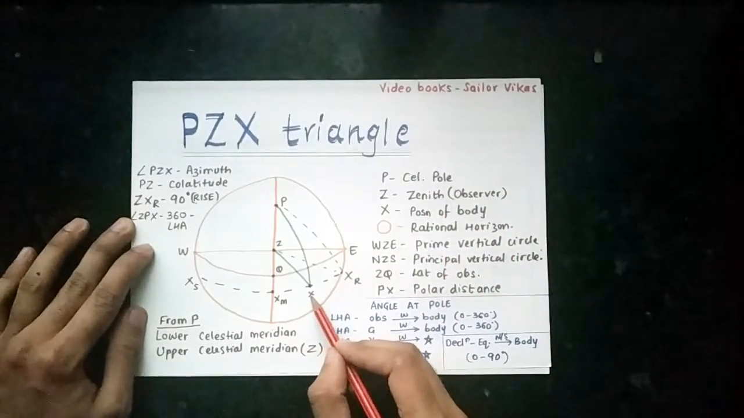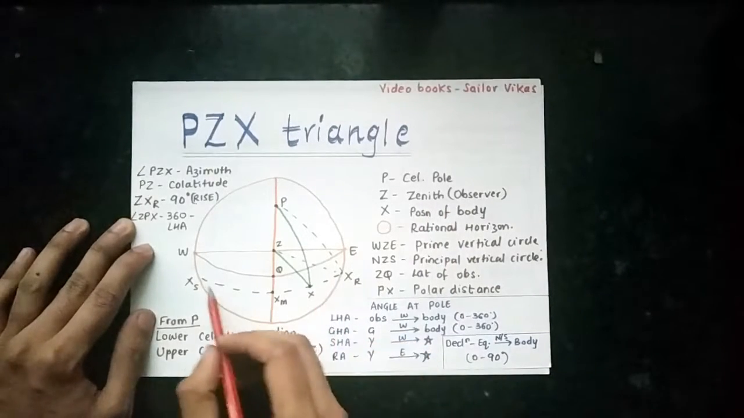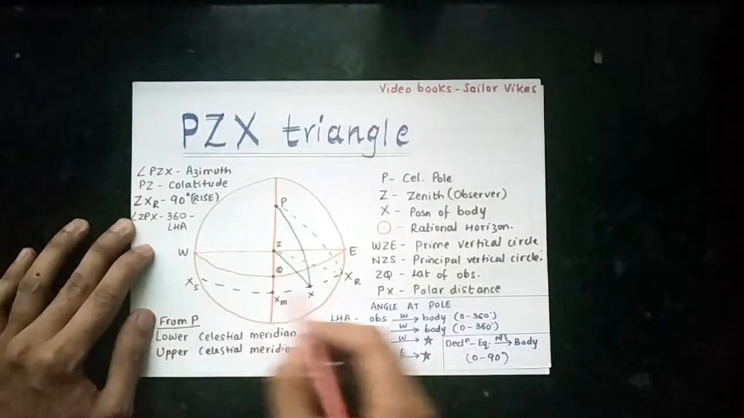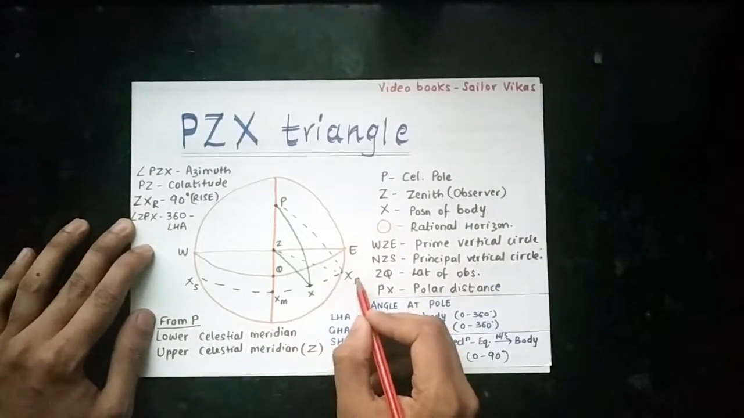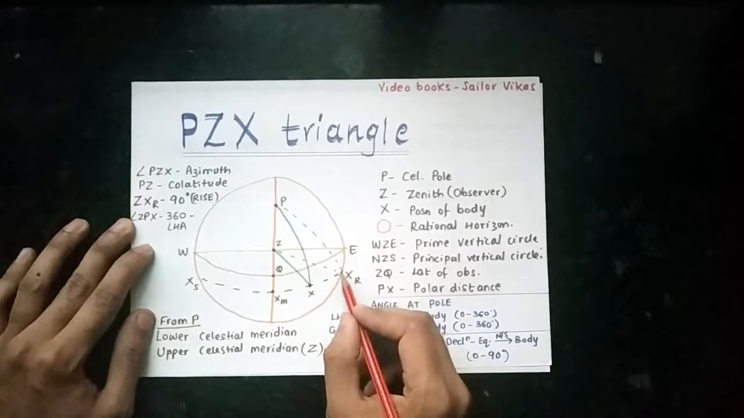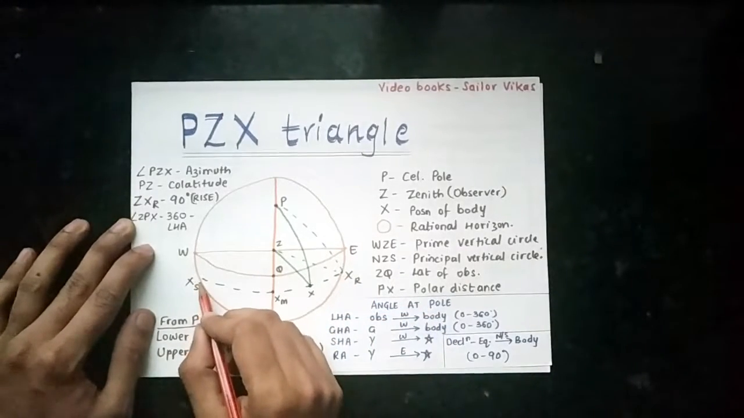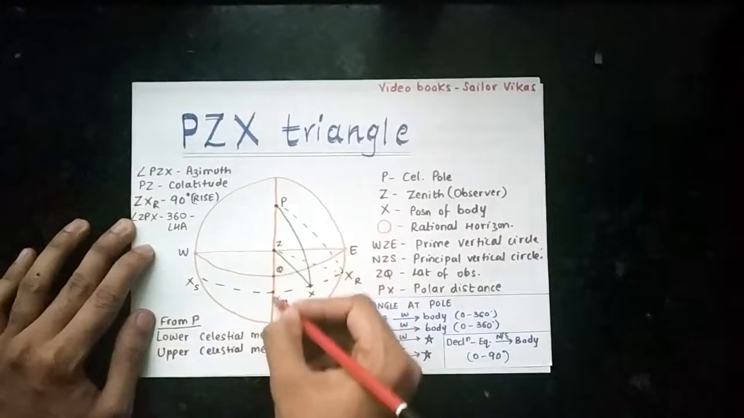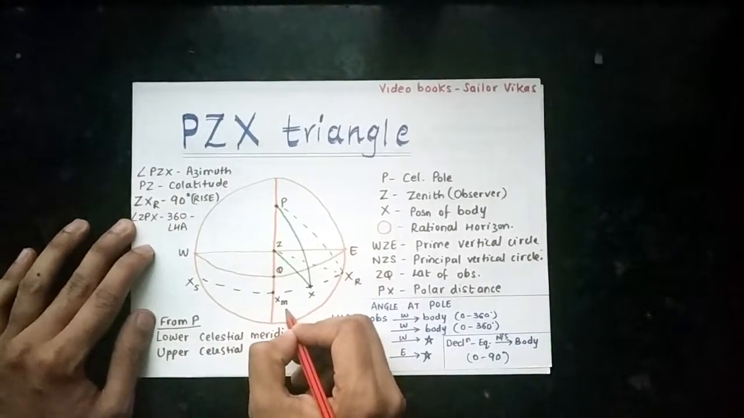Then X, this is the X. X is nothing but the position of the body. So you can see this dotted line, this is XS, and this is XR. I have written R because the sun is rising from the east and is going to set in the west. That is why I have written XS. And when the sun is crossing the observer's meridian, I have written XM.